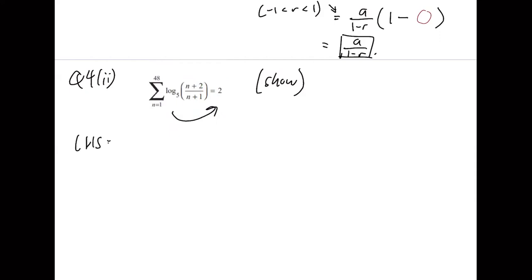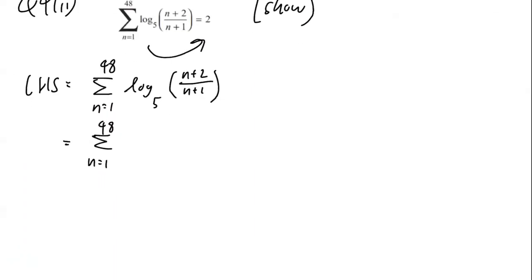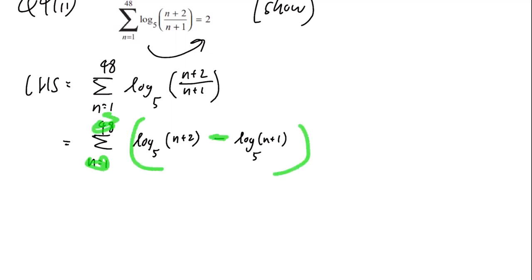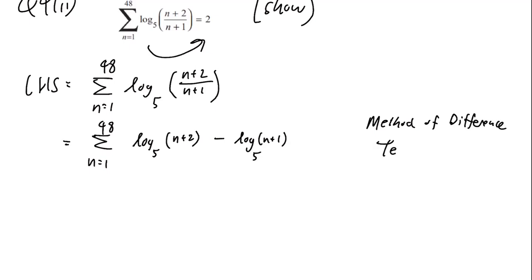So let's start with LHS being the summation of this logarithm, base 5, of (n plus 2) over (n plus 1), from n equal to 1 to 48. So just copy down the n equals 1 to 48 a few times. But here, the most important part is to realize that every time you take a logarithm of a fraction, you can actually split it up into a difference, right? Log of n plus 2 minus log of n plus 1, with the same base. So every time you have a difference and you take a summation, you must know that this is an idea known as the method of difference, or what we call the telescoping sum.